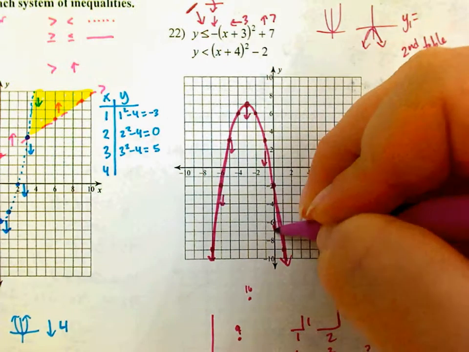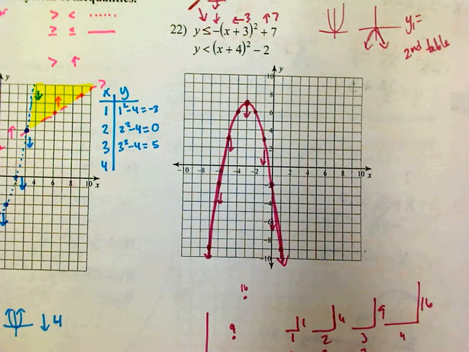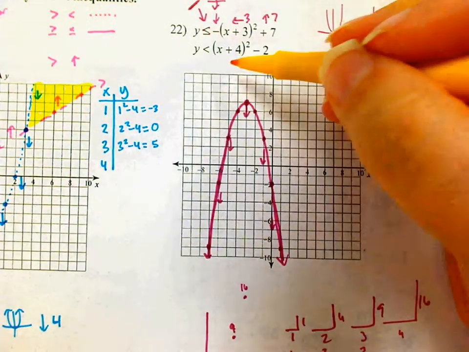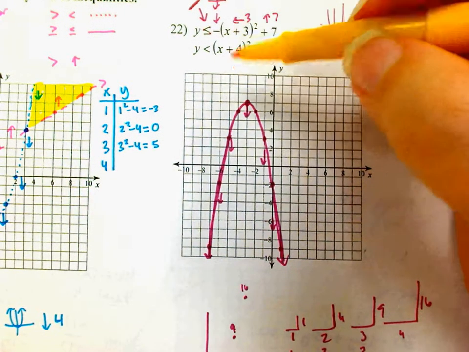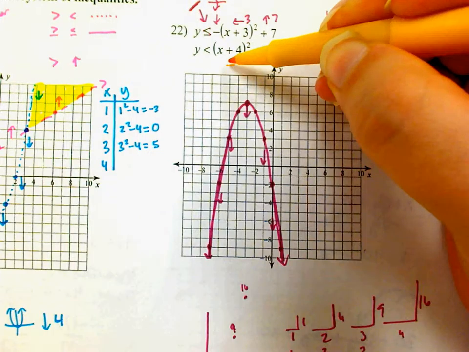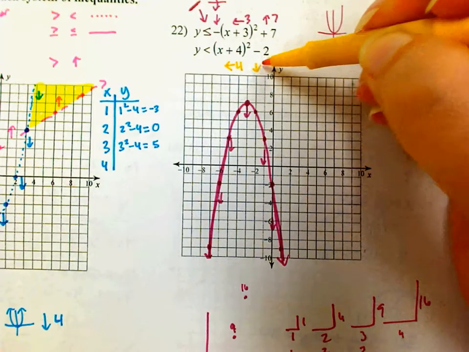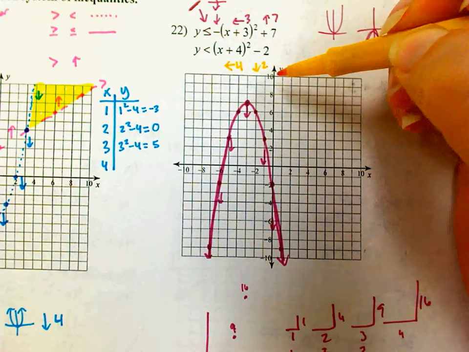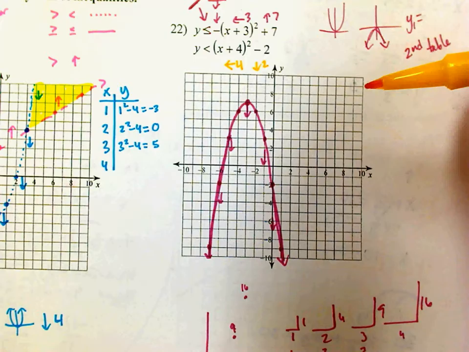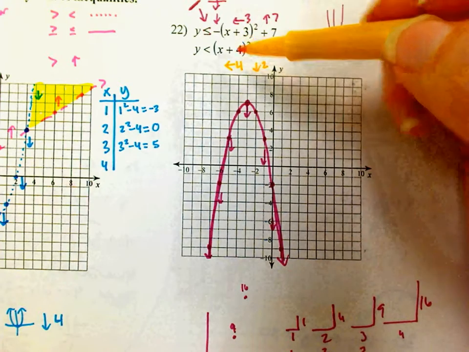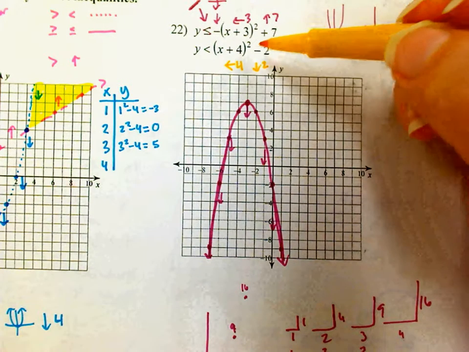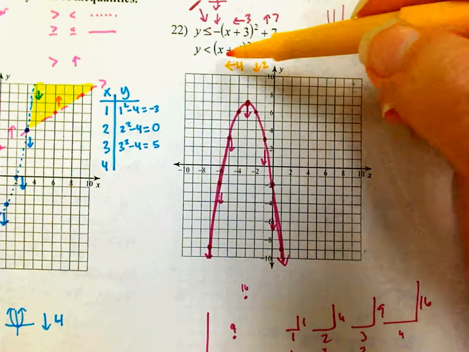Okay. So now let's graph the other one. Where is this right here? What does that -4 mean? Go to the left 4. What does that mean? Oh, I don't know why I said that. +4 means go left 4, right? And then -2 means go down 2. So I'm going left 4 and down 2. Left 4 and down 2, and that's my vertex.